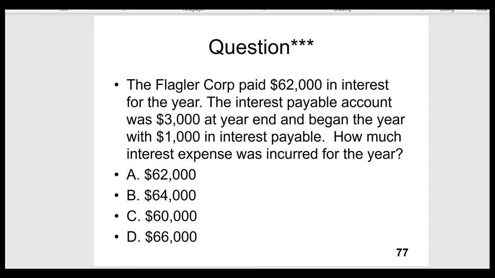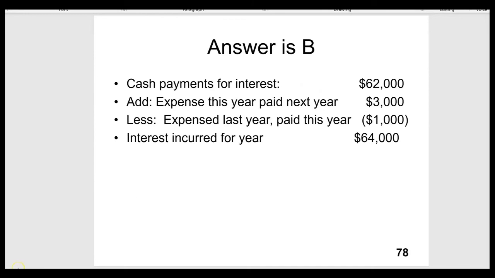The $3,000 interest payable at year end, that was incurred this year, and it won't be paid until next year. So for that reason, we're going to add the $3,000 to the $62,000 because the $3,000 is this year's expense, and it's not already in the $62,000 because the $62,000 is only what was paid this year. So we want what was incurred this year. So add the $3,000 because that's this year's expense that we'll pay next year, and the $1,000, that's last year's expense that was paid this year. So we take away the $1,000, and that leaves us with $64,000, which is answer choice B.